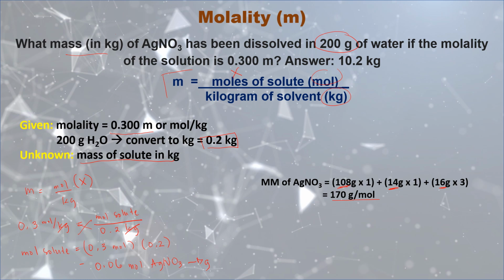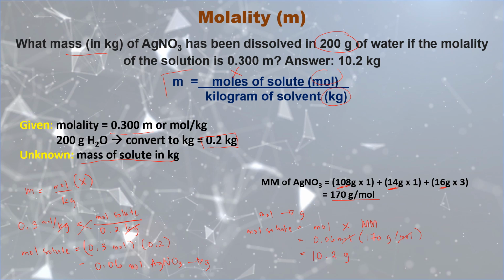So if you are now going to convert this from moles to grams, you just have to multiply the number of moles times the molecular mass. That is the standard formula. We already solved for the moles a while back. That is 0.06 moles times the molecular mass, which is 170 grams per mole. We cancel moles, so the answer is 10.2 grams.